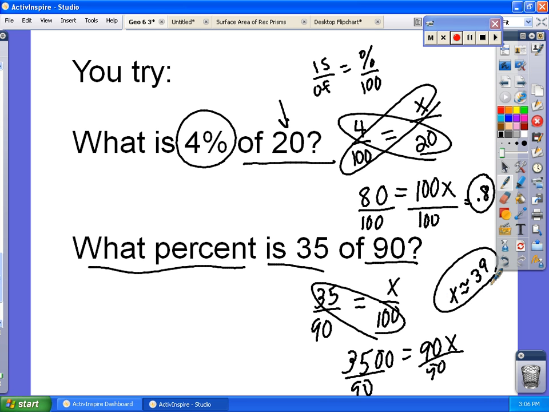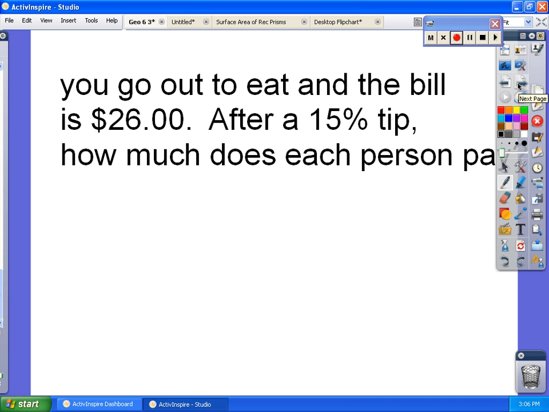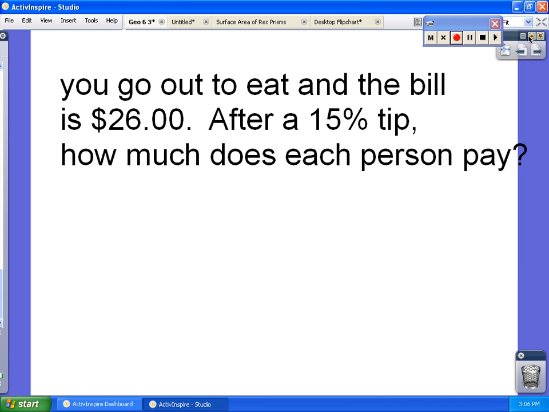All right, so try this one more problem. Pause the screen now again. And once you pause it, try this problem, and then I'm going to go through it.